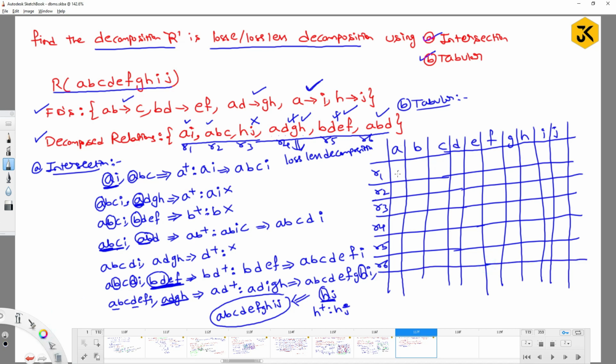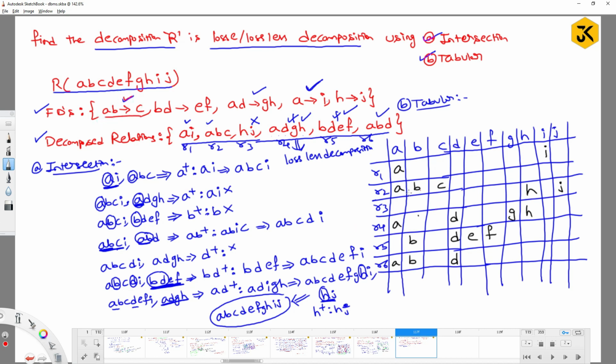Now try to fill in the respective data. R1 is A, I. R2 is A, B, C. R3 is H, J. R4 is A, D, G, H. R5 is B, D, E, F. R6 is A, B, D. Right? So the next step is you have to take the FDs one by one and fill them in.